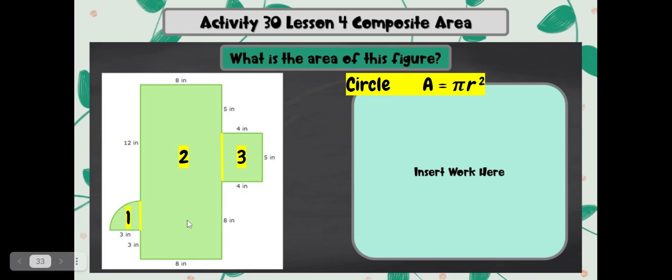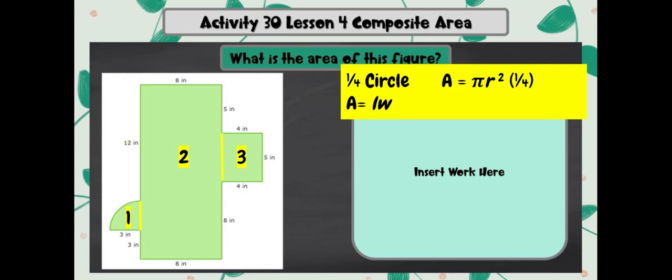However, when we look at this circle, it's not a full circle, it's only a quarter of a circle. So for this problem, we'll say 1/4 of a circle is pi r squared times 1/4. And then for the other 2 figures, we'll be using length times width. So for number 1, I have 3.14, which is what we use for pi. And then I have 3 for my radius squared times 1/4.